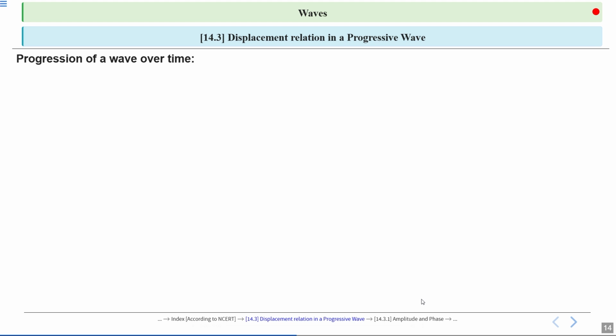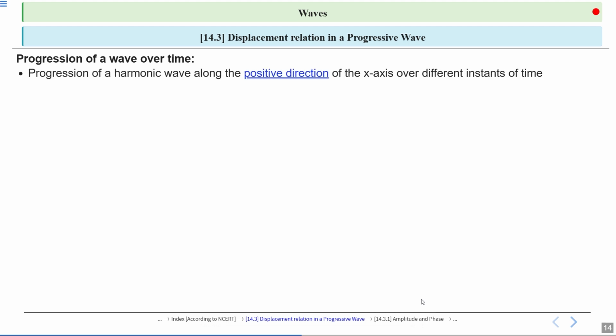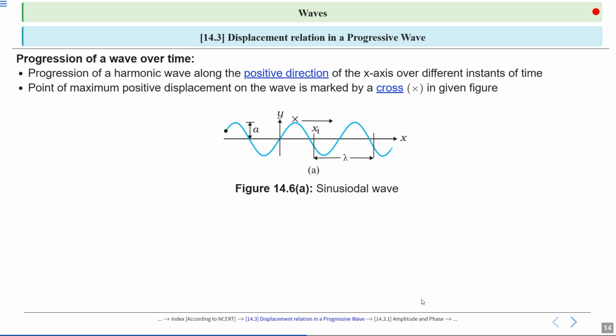Now we will look at how a wave moves or progresses over time. Progression of a harmonic wave along the positive direction of the x-axis over different instants of time. So the point of maximum positive displacement on the wave is marked by a cross symbol. Clear?